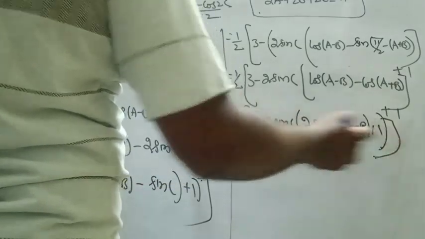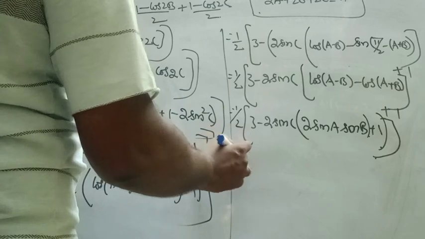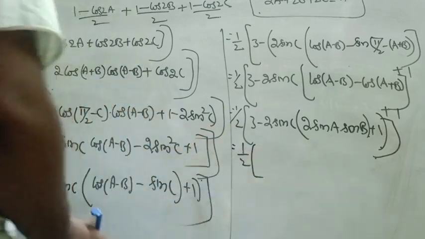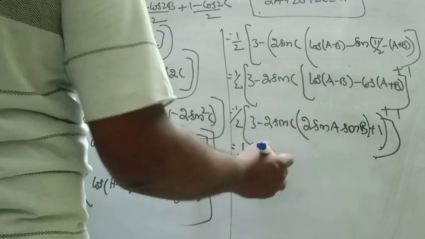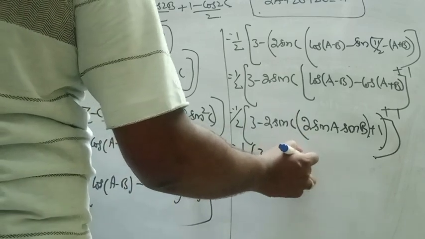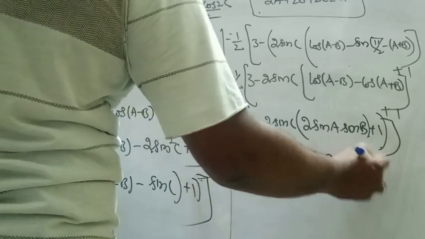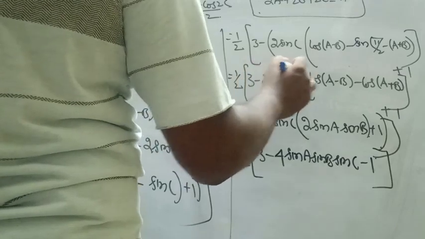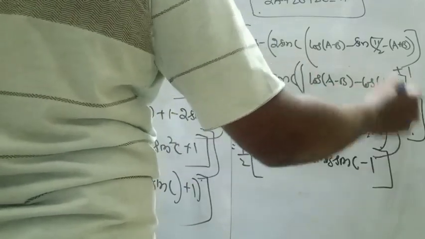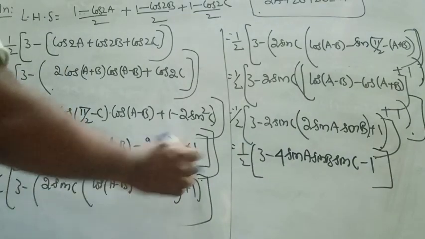This is for the total thing like this. Now 1 by 2 into 3 minus 2 into 2, that is 4 sine A sine B sine C, minus 1, like this. This is for the total, plus 1 also you are having, because of this total, right.